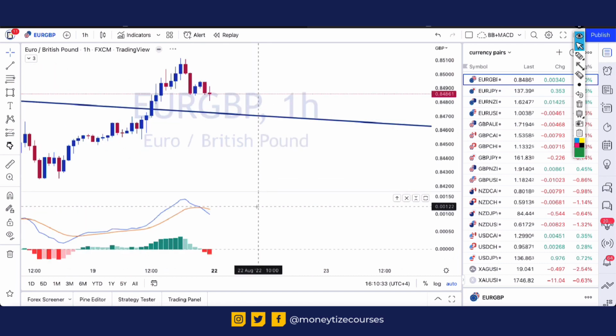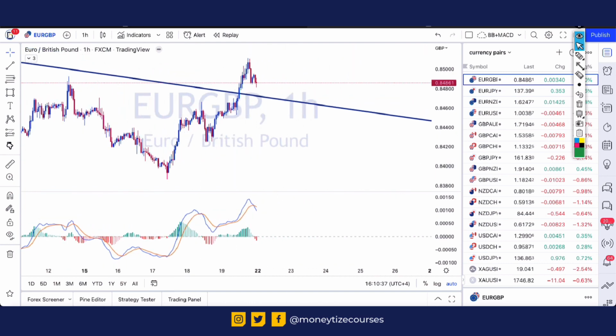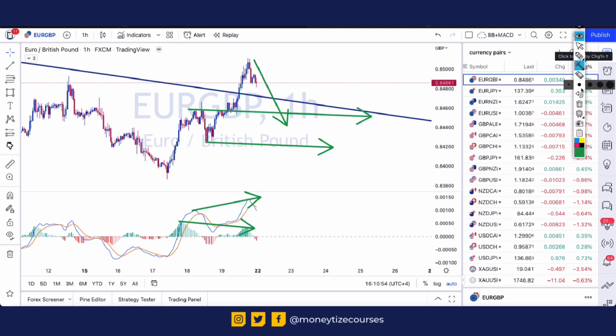Turning to 1 hour. On the 1 hour, we have a slowdown scenario based on the bearish divergence on MACD histogram, but the MACD lines, they are printing higher highs. So a pullback into this area. Let's use a line tool here. Yeah, a pullback into this area should be taken as an opportunity to buy.